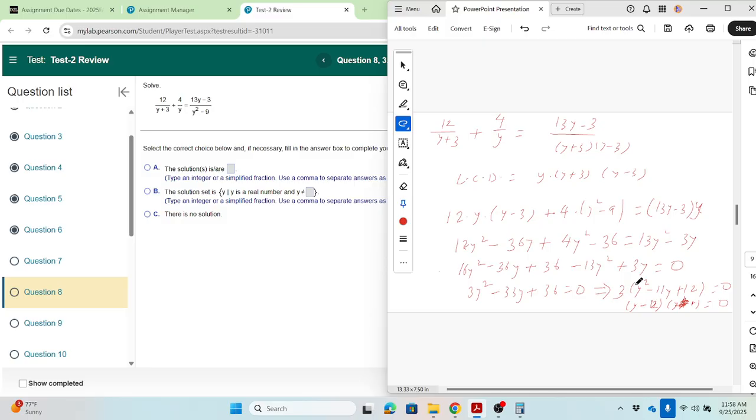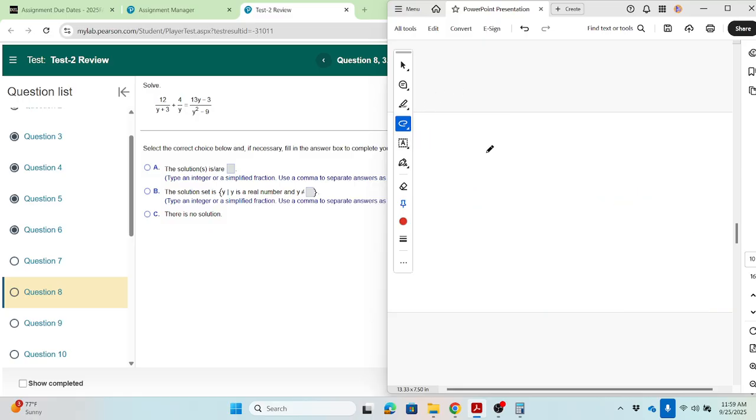Oh, what did I do wrong again? This is negative 36. So how do I make it positive 36? It's supposed to be negative 36. So now it's right. Negative 12 and negative 1. Okay. Negative times negative is positive. Negative 12 and positive 1.